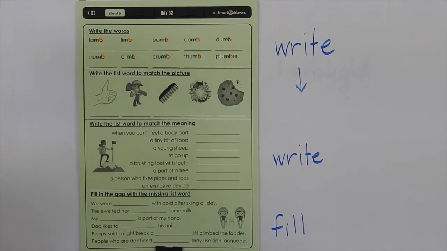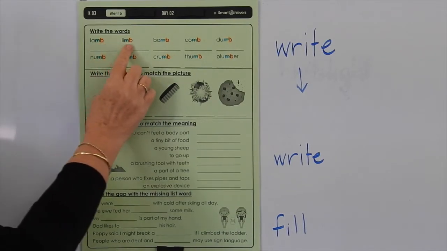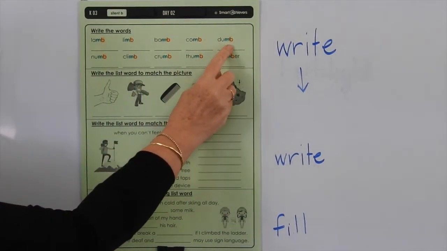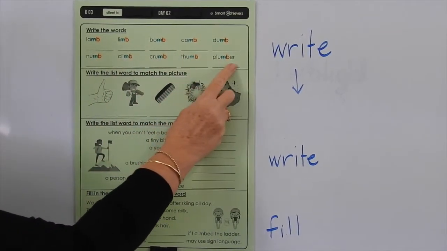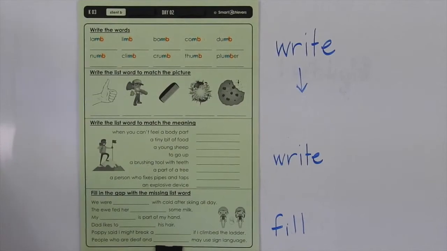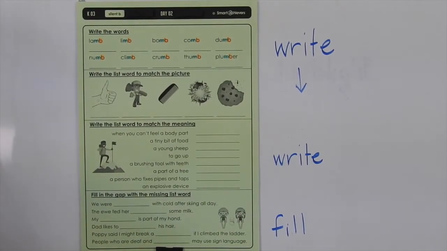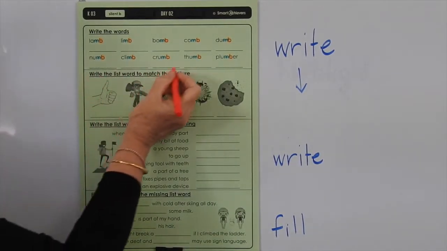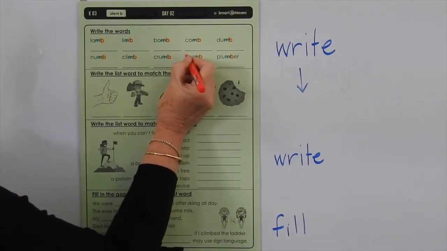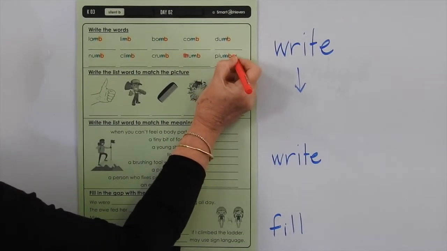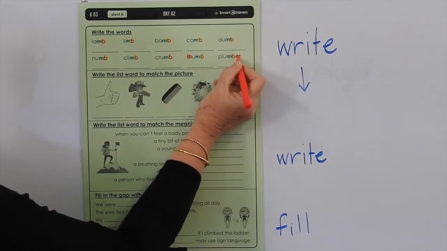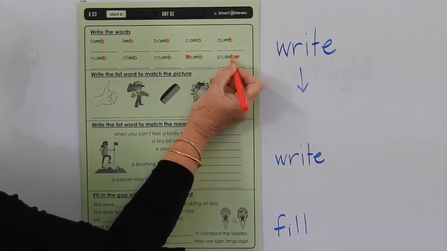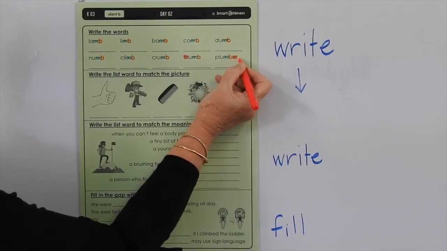Okay, so let's read these words. We've got lamb, limb, bomb, comb, dumb, numb, climb, crumb, thumb, plumber. Now there's not a lot of extra information in this list. You've pretty much learnt this TH well by now, and we've got the ER on the end of plumber. We should say plumber, but quite often we give it a schwa sound, plum-uh.